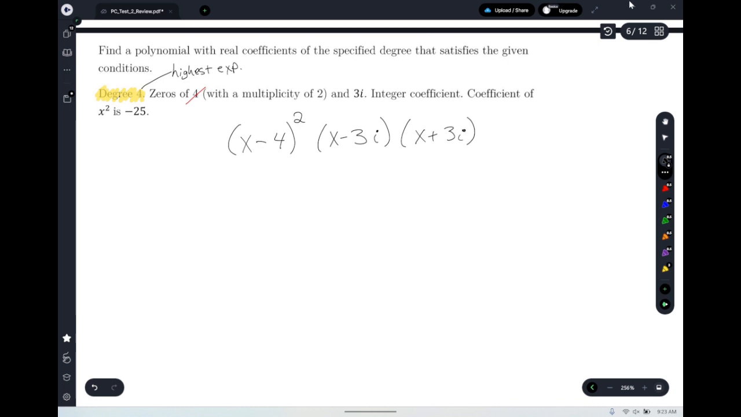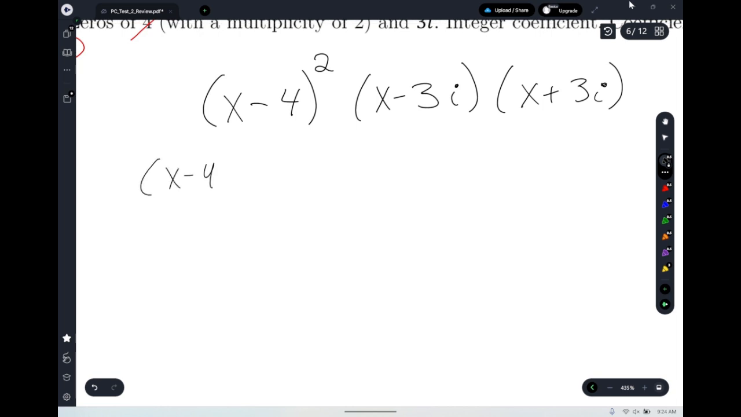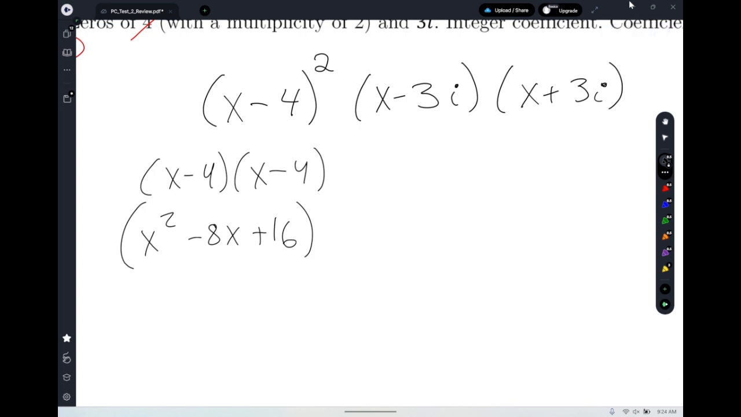Okay, wait, we're not done. Because we found the polynomial, but we don't know about this coefficient. This coefficient for the x squared. Well, we don't have an x squared term yet. We have to do the actual mathy stuff. We have to do the FOIL. We have to do the x minus 4 times x minus 4, which gets you x squared minus 8x plus 16. Right?